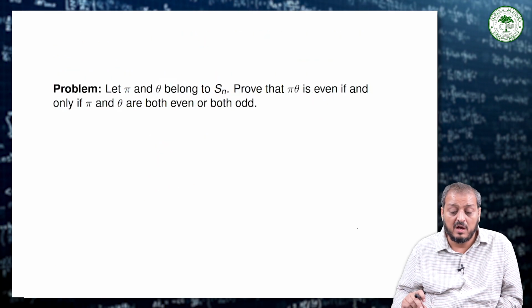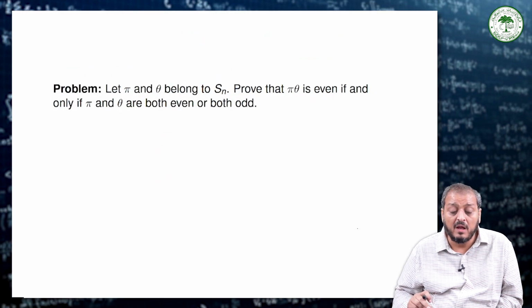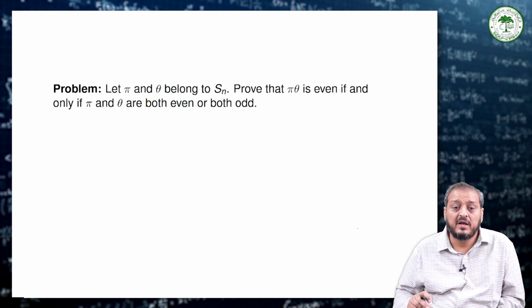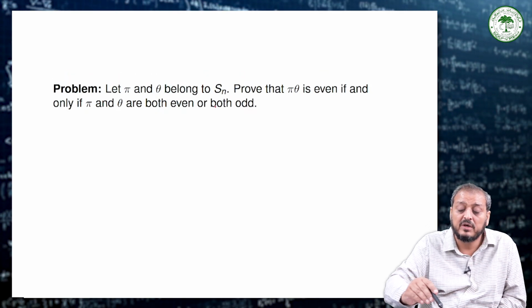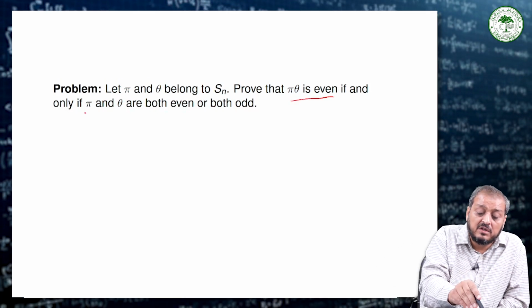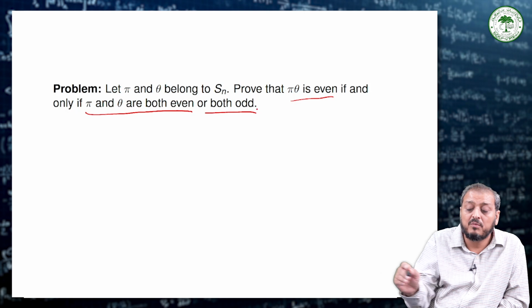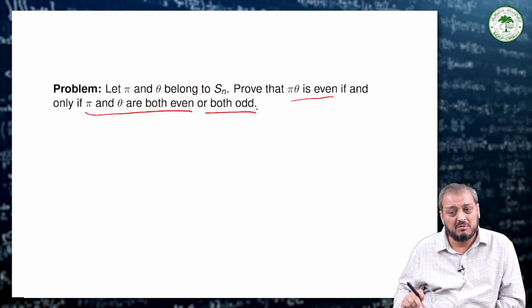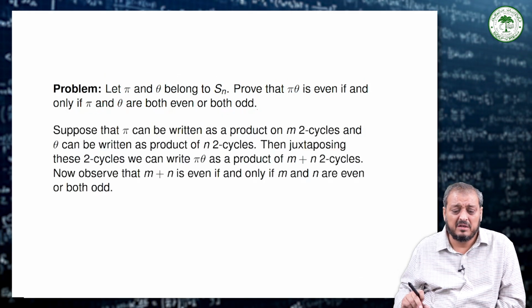So now I just take another problem. Let pi and theta belong to Sn, then theta pi is even if and only if theta and pi are both even or both odd. So this I already discussed.